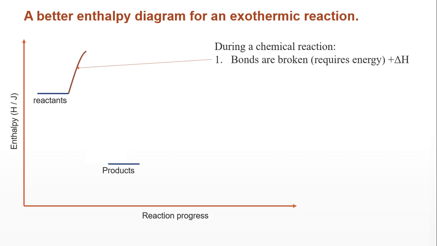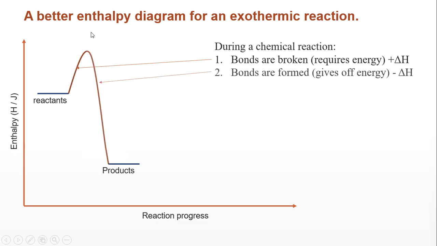And we know that bonds have to be broken, which requires energy. That means that we need to add energy into the system, and the enthalpy of the system will then increase. So adding energy will cause this line, which is the path we're traveling through the system, or the energy path that the system is traveling, you can say, to increase. And then once we reach a certain point where all of the bonds are broken, new bonds can be formed that releases energy, and the products are formed.